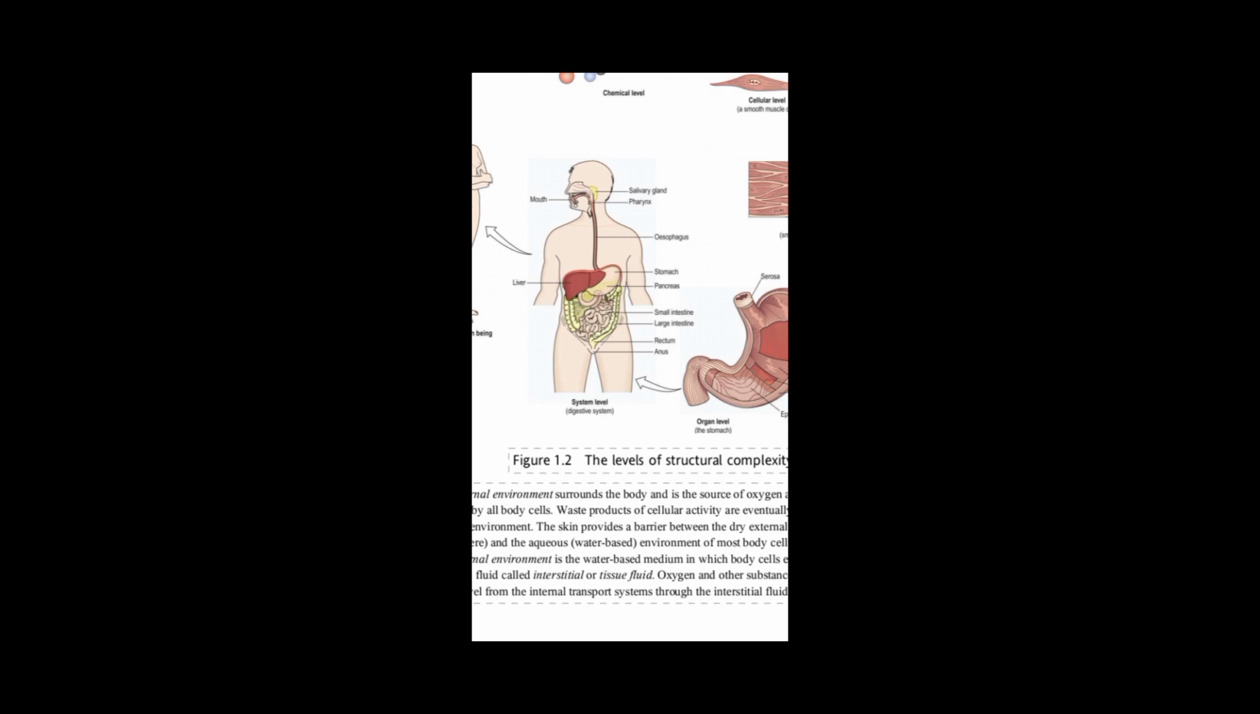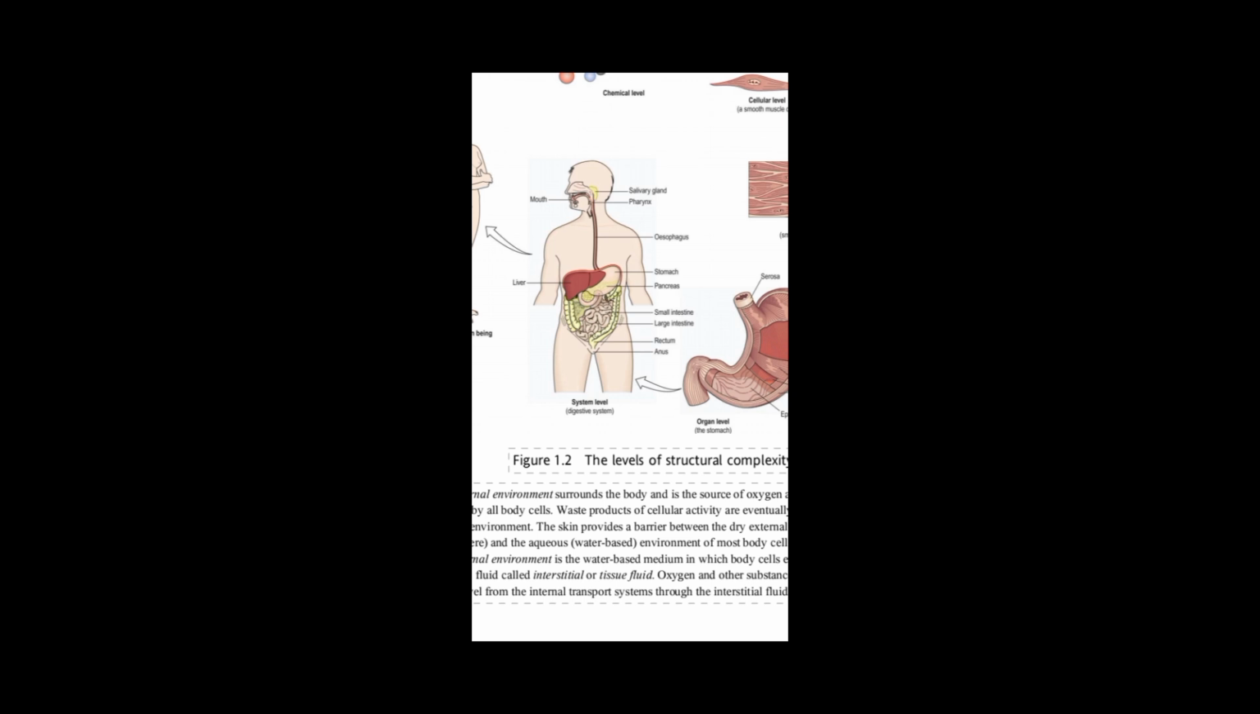So in simple terms, these are the organizational levels of structural complexity. This is how the human body is organized. So in summary, the human body is organized at the chemical level, the cellular level, the tissue level, the organ level, and the system level. This is how the human body is organized.